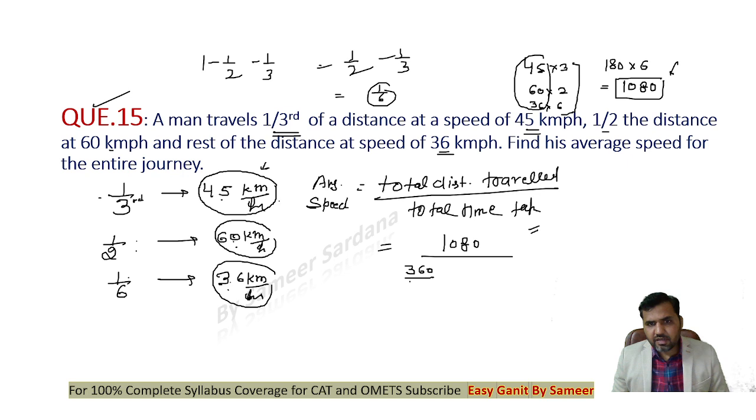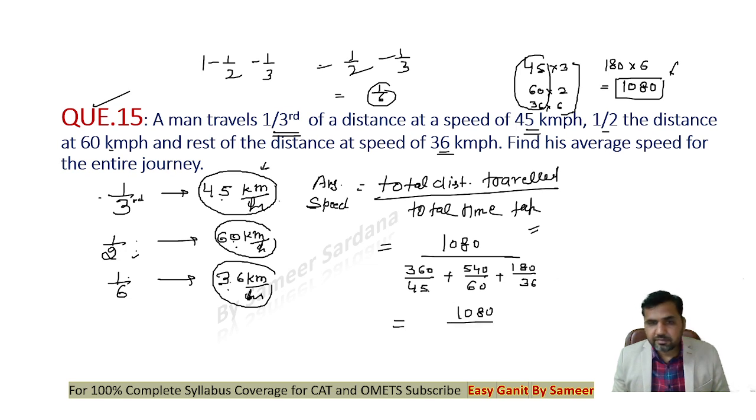Now, this is traveled at a speed of 45. The rest, half of this distance, that means 540, is traveled at 60. The rest, 1 by 6. 1 by 6 will be equal to what? 6 into 1, that would be 180. That distance is traveled at a speed of 36. That's it. Just find it and you'll get your answer, right?